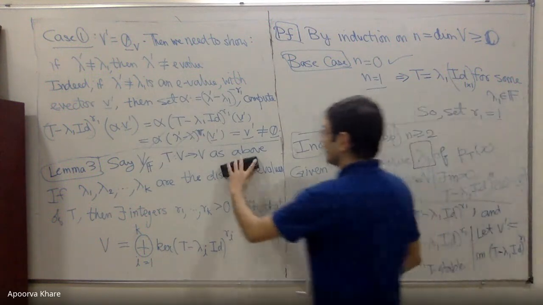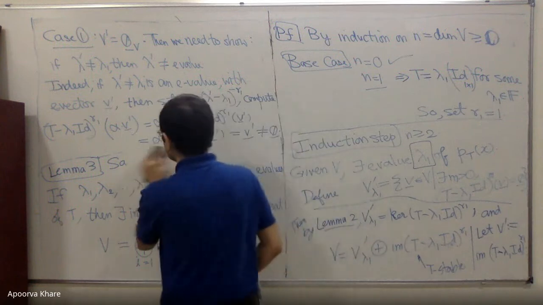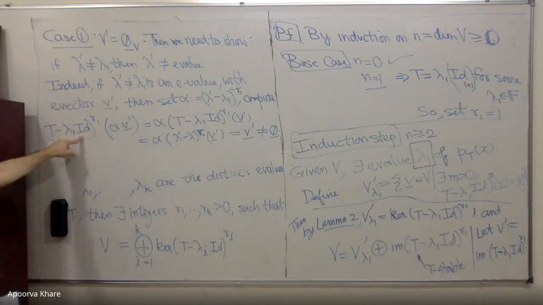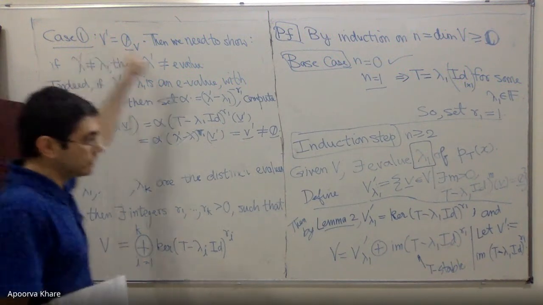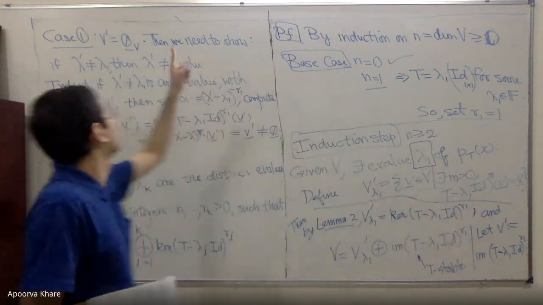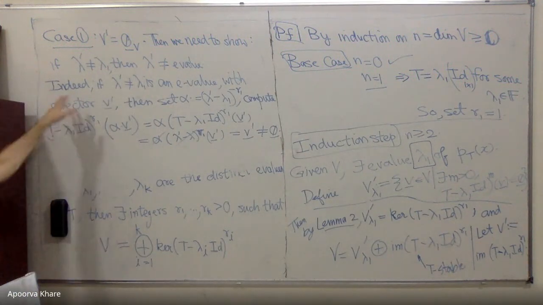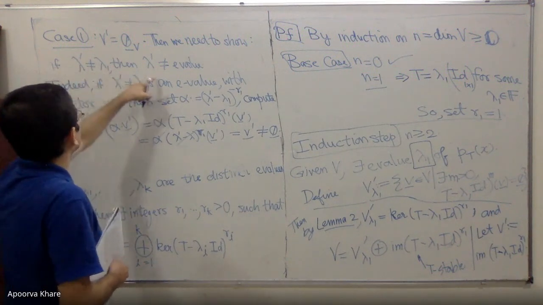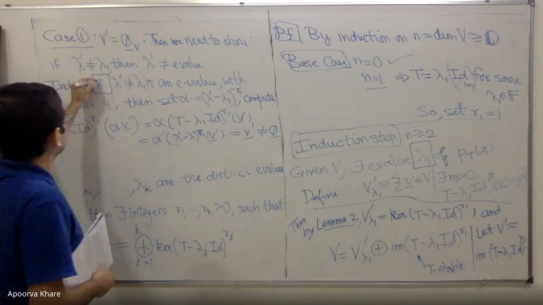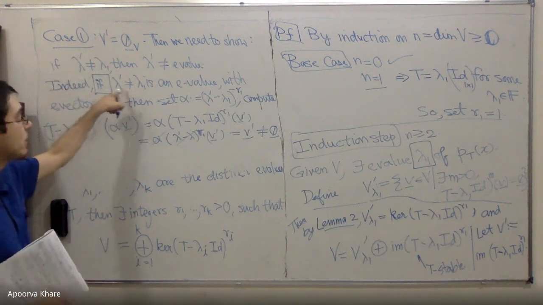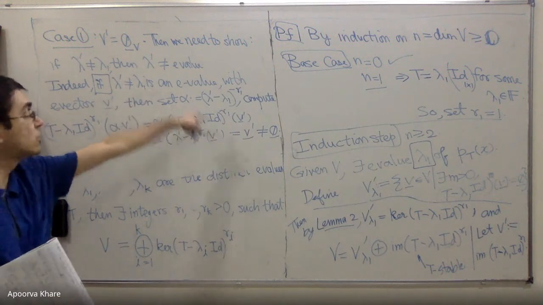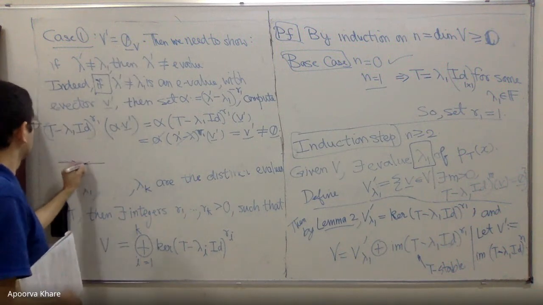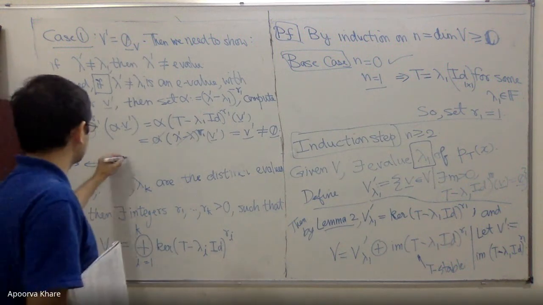Okay, so what do we get? This implies that you have a non-zero vector v prime in the image of this map. But we just said that the image of this map was 0. So that's a contradiction. And what is it a contradiction for? It contradicts the assumption that some other scalar was an eigenvalue. So we are done. Lambda 1 is the only eigenvalue.